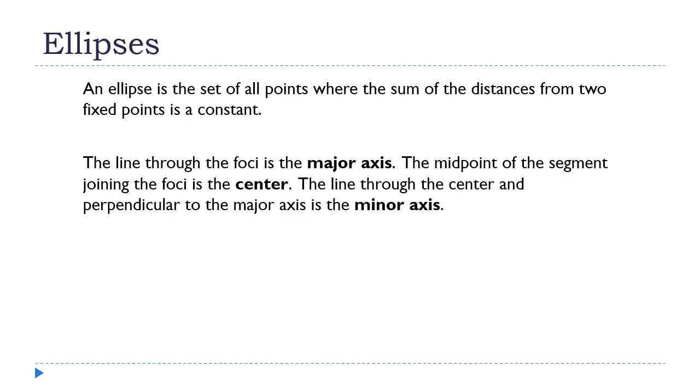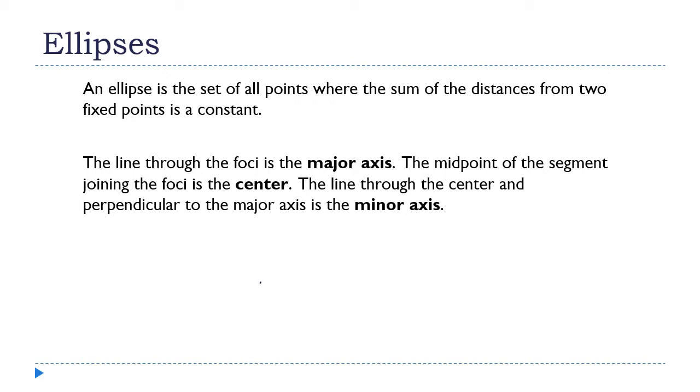So the next object on our list is what's called an ellipse. And you probably heard this word before, and the math term and the English term, they represent the same shape. An ellipse is kind of a flattened out circle, right? And the way we define this, an ellipse is the set of all points where the sum of the distances from two fixed points is a constant.